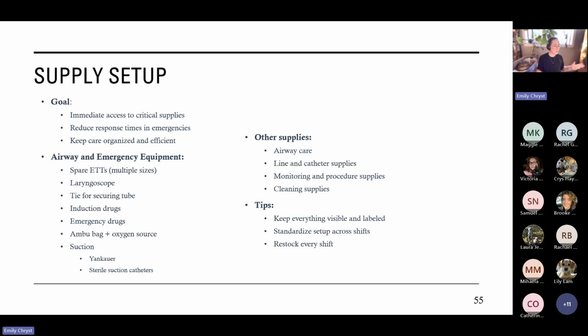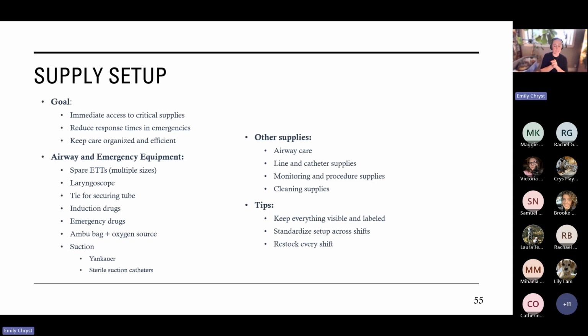And everything that we need for intubation. So laryngoscope, tie for securing the tube, and sterile gloves. These guys are intubated sterilely. So those endotracheal tubes have to be sterile, and we have to have sterile gloves in the size of the doctor who's going to be intubating as well.